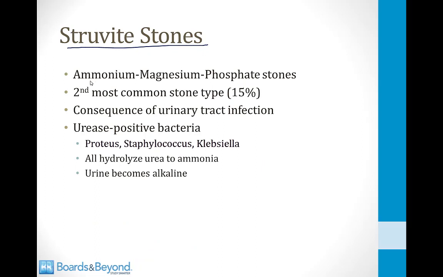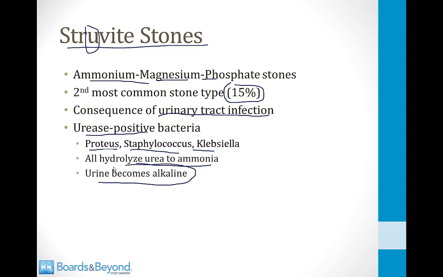These are stones made up of ammonium, magnesium, and phosphate. They are the second most common type of stone, responsible for about 15% of kidney stones. And they are a consequence of urinary tract infection. So I always remember the U in struvite stands for UTI. If you get a UTI with urease positive bacteria, these are bacteria like Proteus and Staphylococcus and Klebsiella, these all hydrolyze urea to ammonia in the urine, and therefore the urine becomes alkaline. And an alkaline environment is what creates the formation of struvite stones.